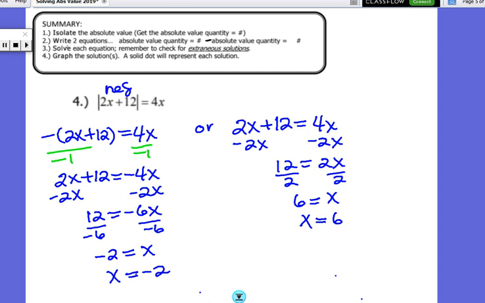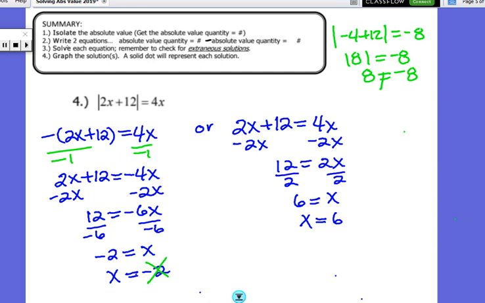Alright, remember I need to check. We're going to check, make sure we don't have any extraneous solutions. Solutions that look like they work, but when you go to put them back in, they don't work. Alright, so let's check the negative 2. Always go back to the original equation. So I've got the absolute value of negative 2 times 2, which is negative 4, plus 12, is equal to the absolute value of 4 times negative 2, which is negative 8. I'm taking negative 2 and plugging it in for my x's. Well, here I get the absolute value of 8 is equal to negative 8. 8 equals negative 8? Nope, that doesn't work. So that means this one's extraneous.